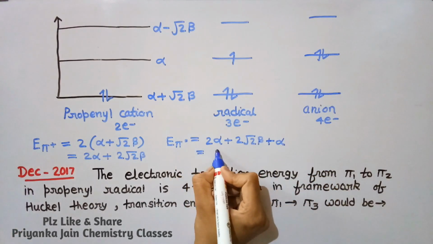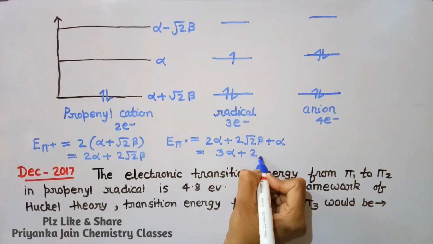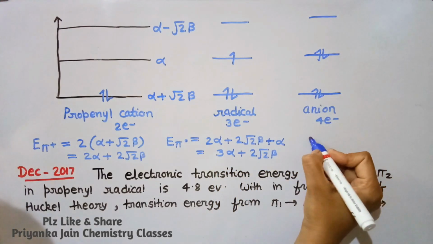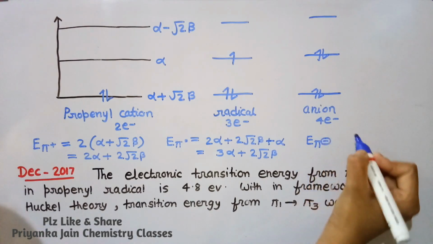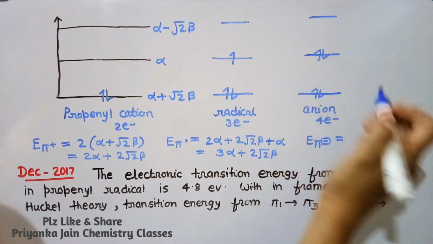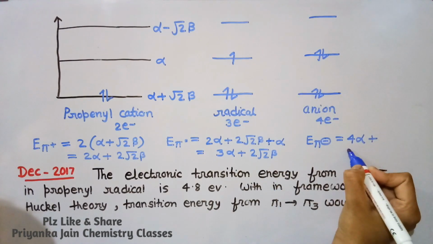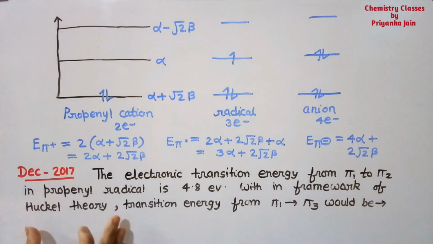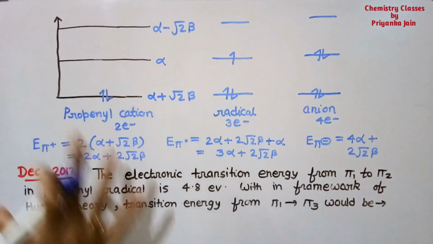Now we can write here, this will be equal to 3 alpha plus 2 root 2 beta. Similarly, when we are seeing for the anionic case, in this case there are 2 electrons here, so we can write here 4 alpha plus 2 root 2 beta, in this way. Now see here a question that has been asked in December 2017 based on this particular topic.